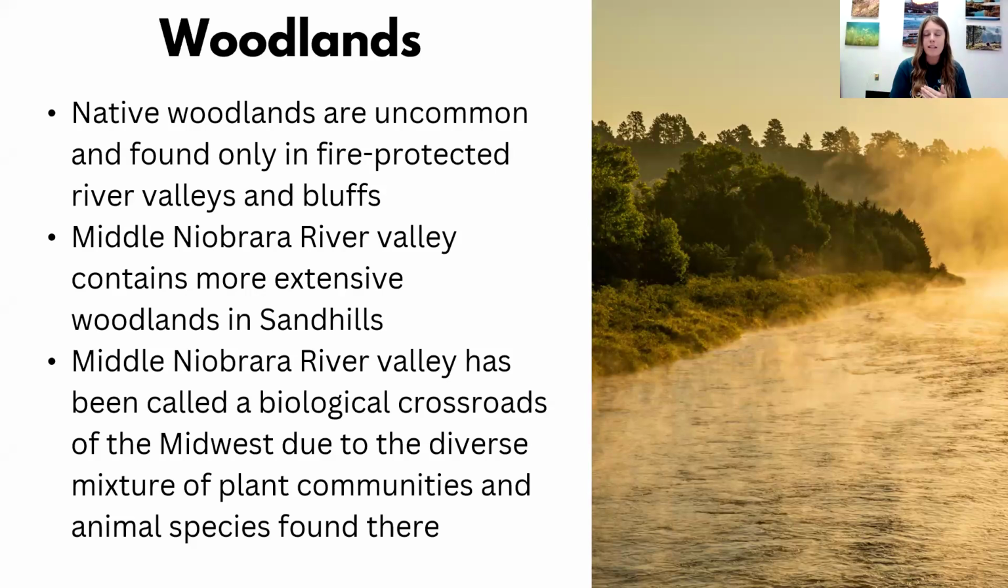When you find these woodlands, you're going to find things like plains cottonwood, peachleaf willow, and coyote willow. Basically, those are the ones that really dominate those riparian woodlands. So anywhere right by the stream is what we call riparian. And then the middle Niobrara area also has things like paper birch, quaking aspen, bur oak, basswood, and black walnut trees.